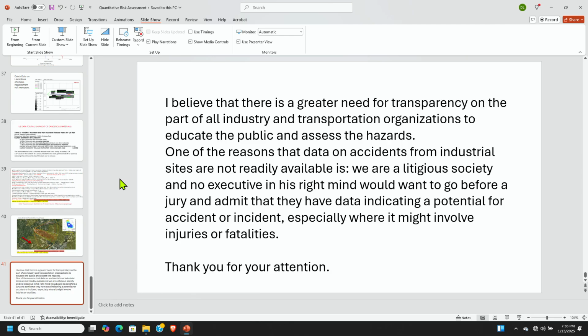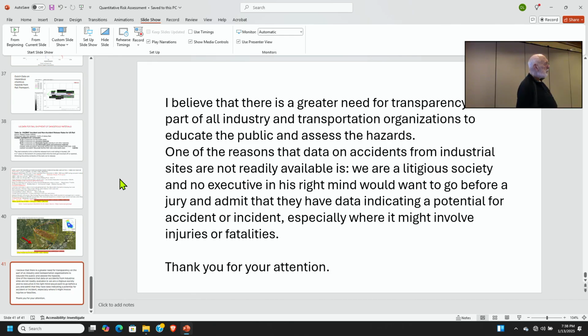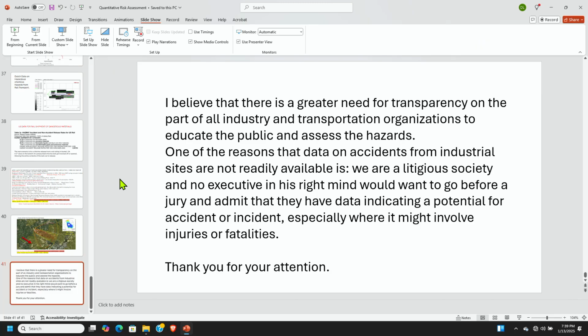One of the reasons data on accidents from industrial sites are not readily available is that we are a litigious society. And no executive in his right mind would ever want to go up against a jury in a trial and say, yeah, we knew that we had a 1 in 3,000 chance of something going wrong. He'd get crucified. Just simply crucified. So, that's it.